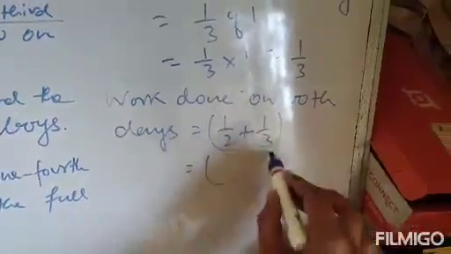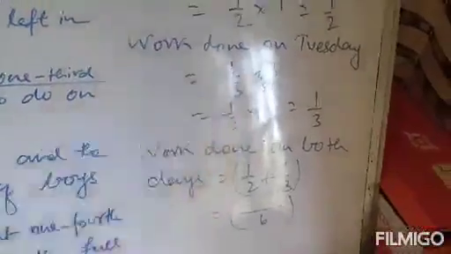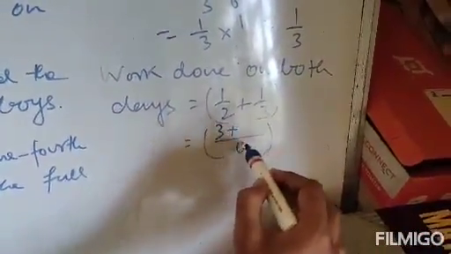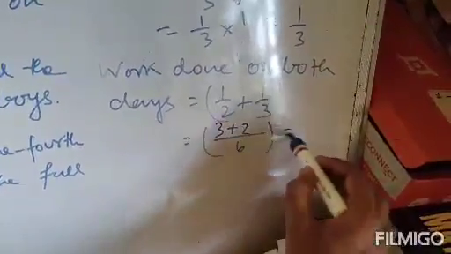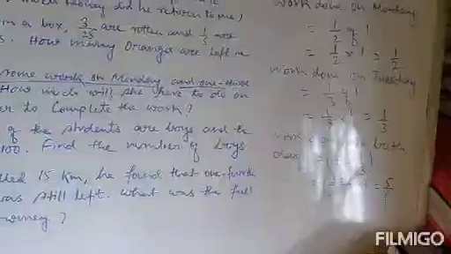So find out LCM. 2 and 3 LCM is 6, because we cannot find the LCM of 2 and 3 otherwise, so we have to multiply 2 and 3, and that will be the LCM. So divide 6 by 2, quotient is 3, so 3 ones are 3. Divide 6 by 3, quotient is 2, so 2 ones are 2. That means 5/6.